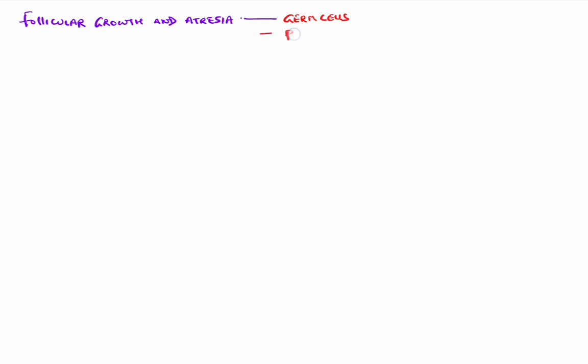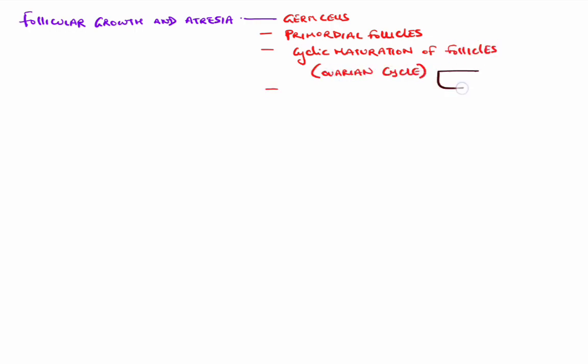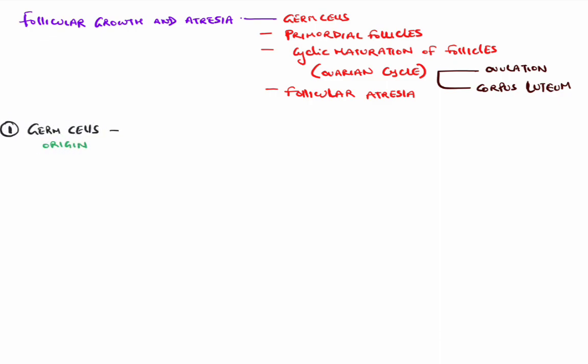So first is follicular growth and atresia. In this we will talk about germ cells, primordial follicles, and the cyclic maturation of follicles, which is the ovarian cycle, which is divided into ovulation, then what happens to the corpus luteum, and then follicular atresia. First of all, germ cells, understanding their origin.